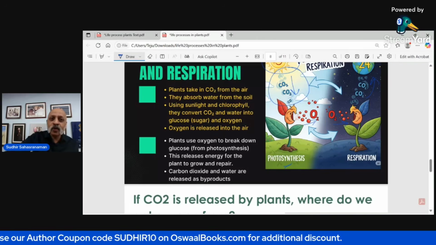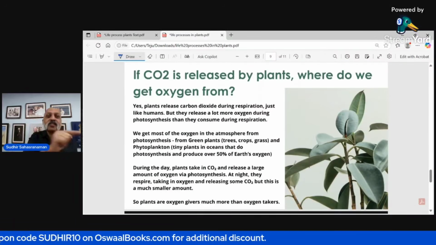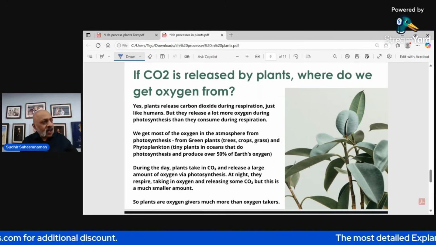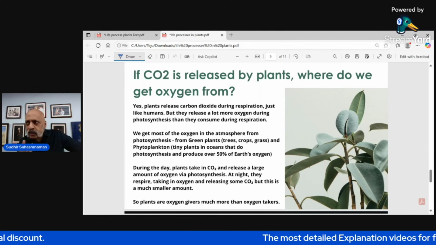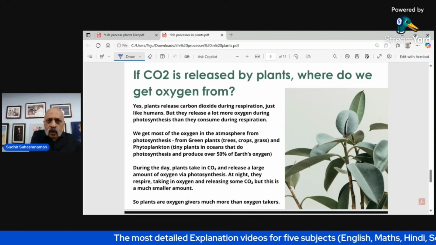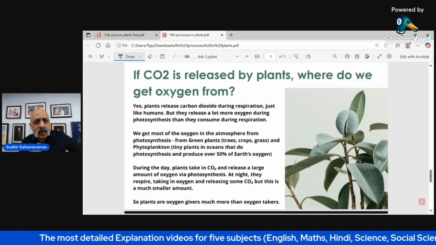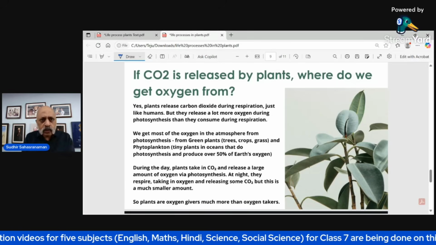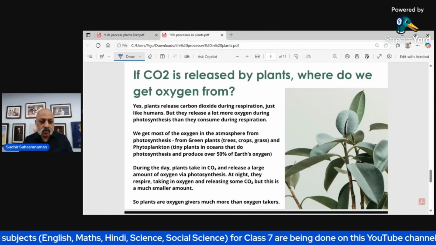Now you will ask me a question. What is the question you will ask? This is the question you should ask your teacher: if carbon dioxide is released by plants during respiration, where do we get the oxygen from? Okay, we get it during the day, but at nighttime we will not get any oxygen. So at nighttime we will all be short of oxygen. Logical question. Now listen to the answer.